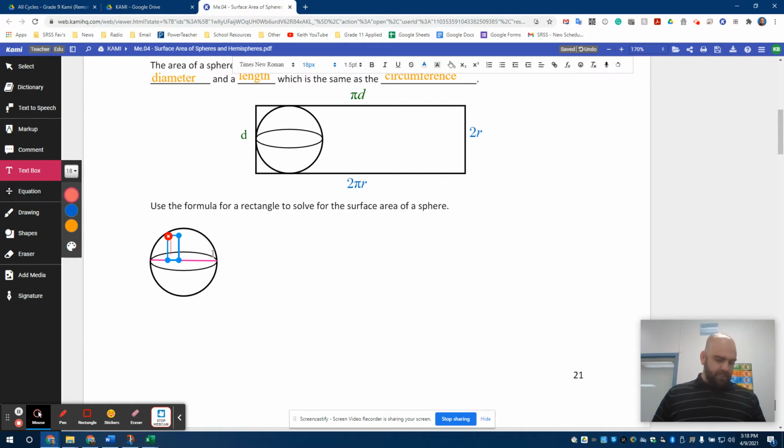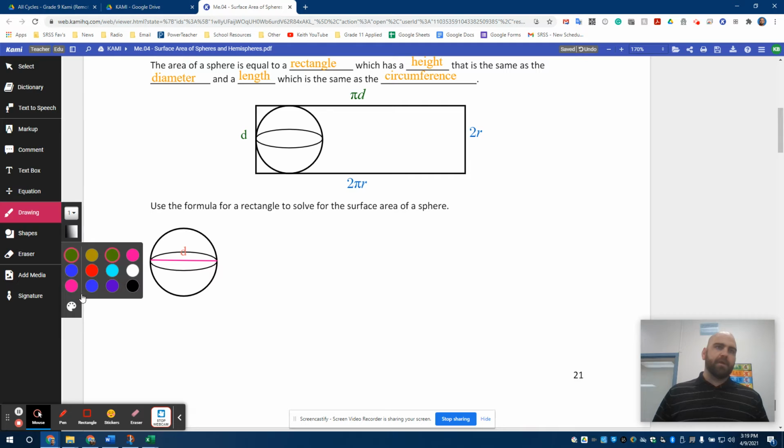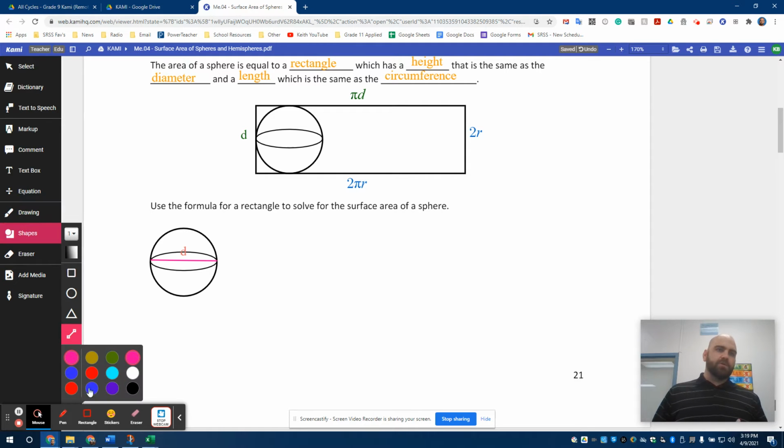We could have D, which is our diameter. And I'm going to do that in pink, and hopefully we can recognize that being in pink. And then I'm also going to do the other one we could have, and I'll do this one in green, is our radius. Okay, it is the halfway across.